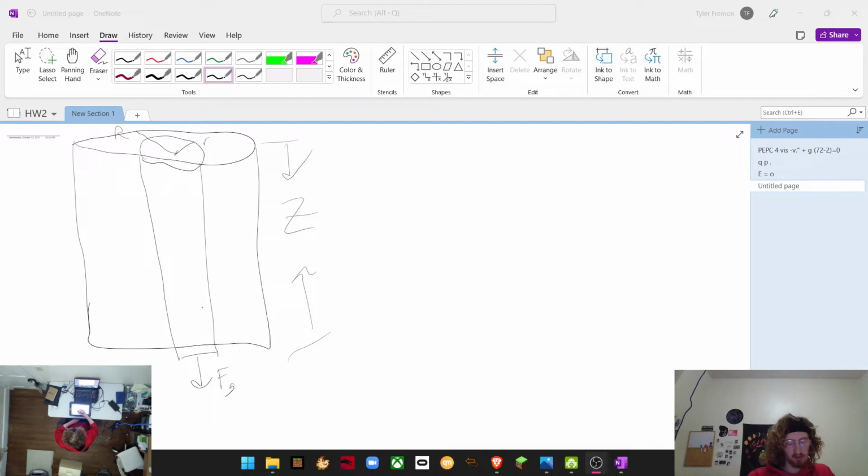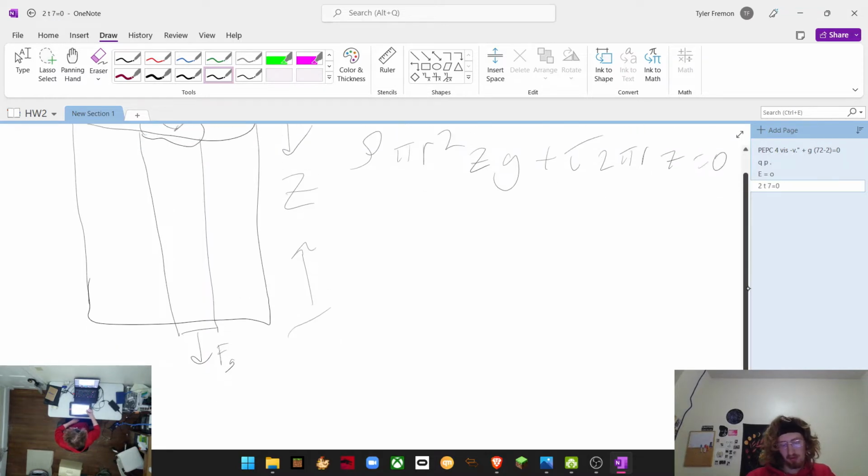We have the force of gravity acting on a liquid. So we're going to have the density of the liquid times the volume, pi r squared times z, and we're going to multiply that by g, plus tau, or the shear stress, times the surface area it's acting on, so 2 pi r times z. And that's going to be equal to 0 because we have no acceleration of the liquid.